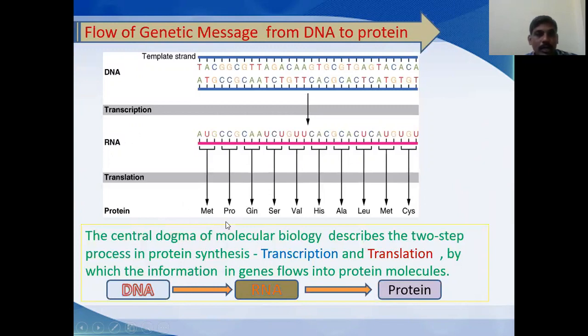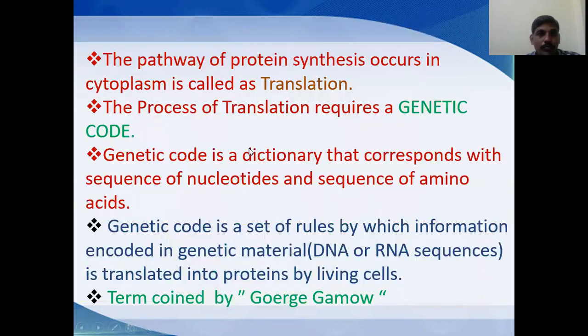So this is a flow chart of how the genetic information stored in the DNA material is passed to the protein molecule. The two important processes are transcription, which occurs in the nucleus, and translation, which occurs in the cytoplasm. So the pathway of protein synthesis that occurs in the cytoplasm is called translation. The process of translation requires a genetic code.